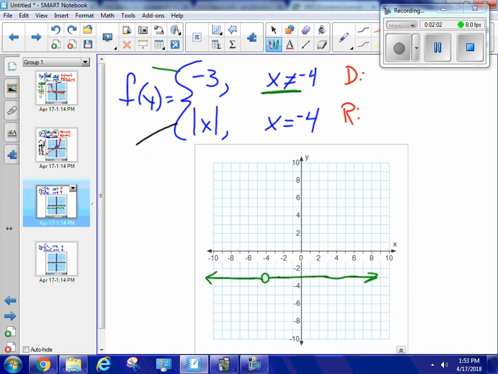Well, that's great. That's the first piece. Now let's look at the second piece. The second piece says absolute value of x. That's what I want where x is equal to -4. Well, let's think about that for a minute.